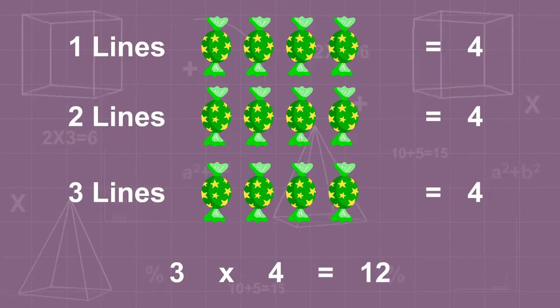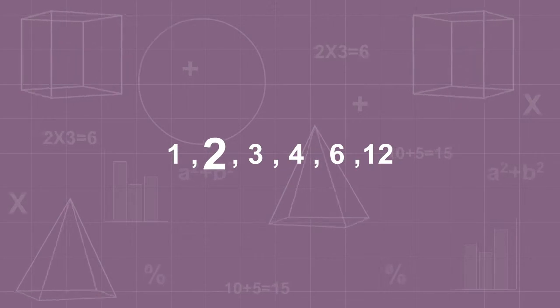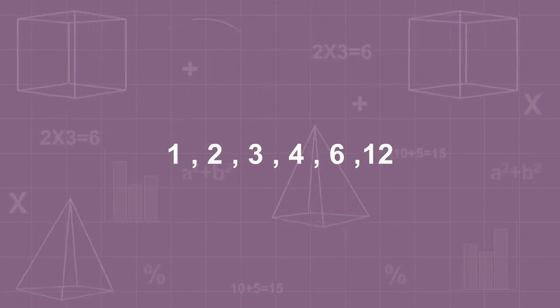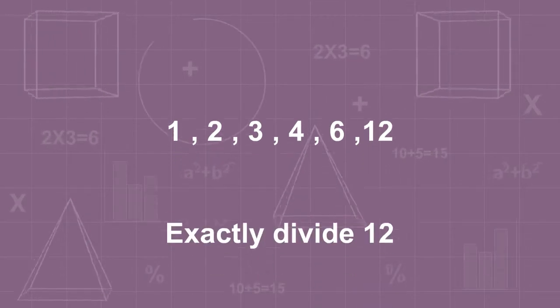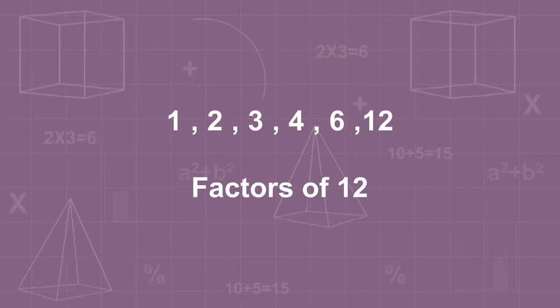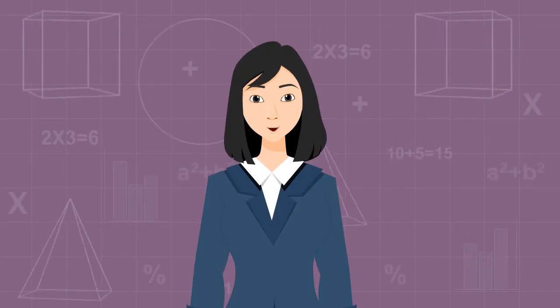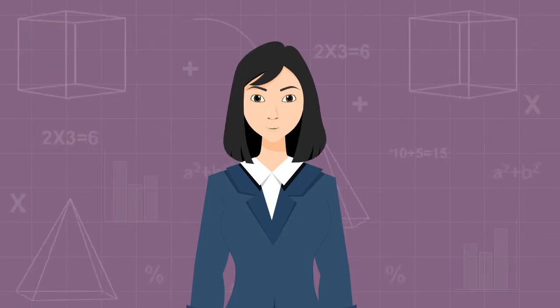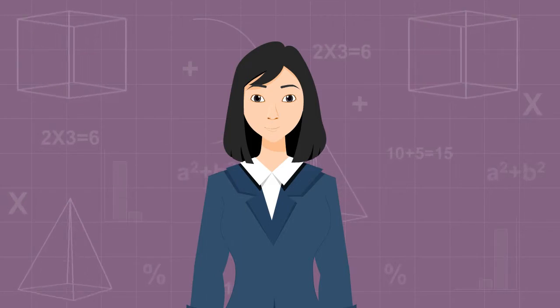Now what you notice in these arrangements, the one thing is that 1, 2, 3, 4, 6, 12 are the numbers which exactly divide 12. These numbers are called factors of 12. Thus, factors of a given number are the numbers which divide the given number without leaving any remainder.